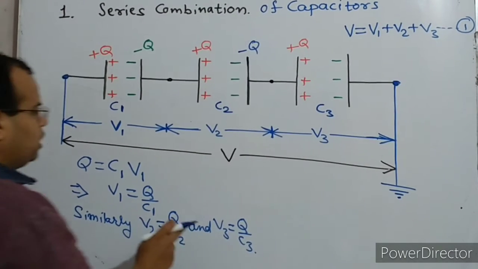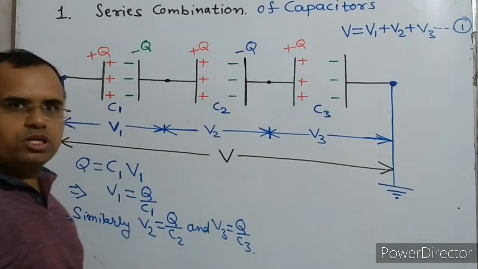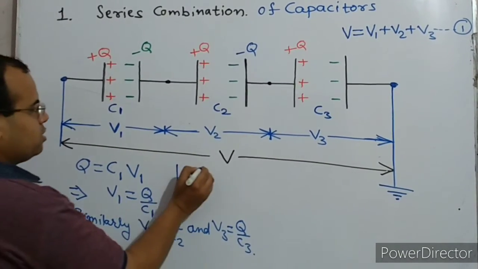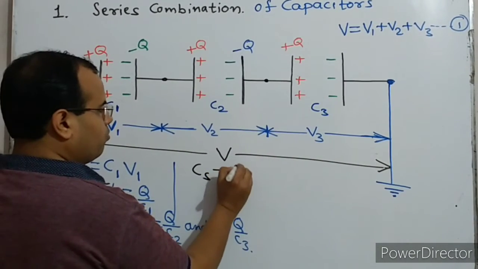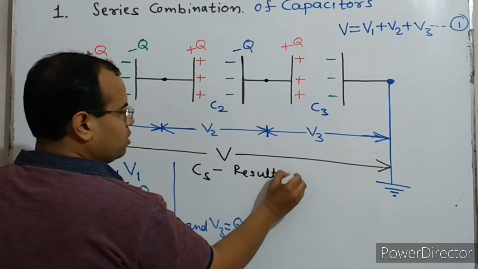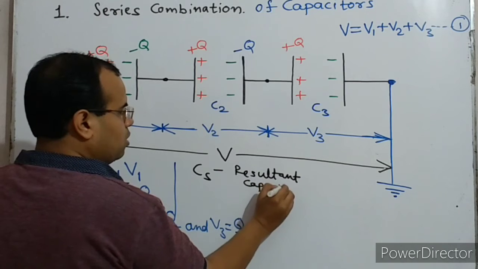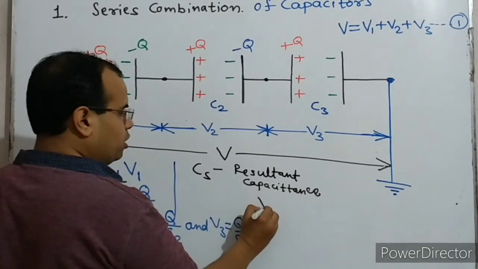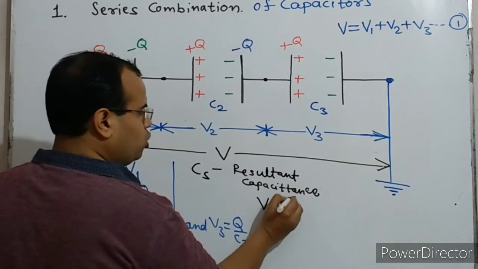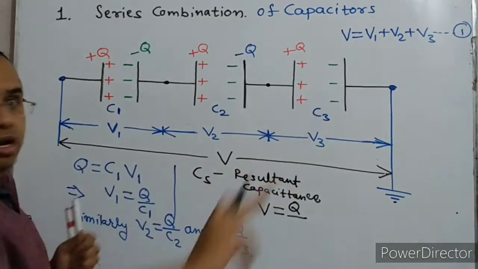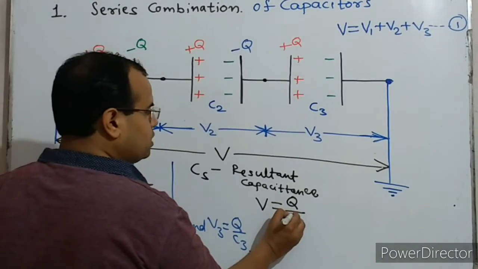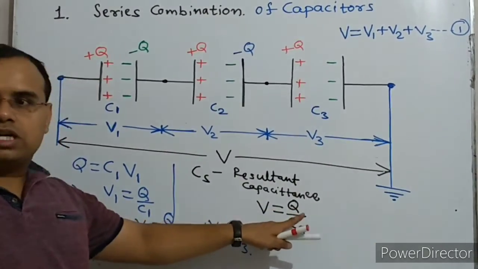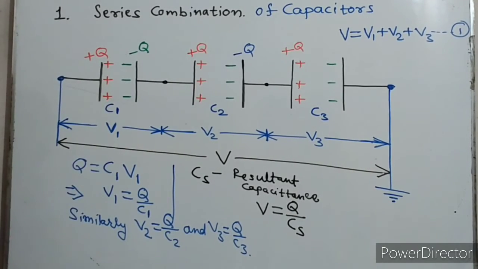Now we can substitute these values, but before this let us do one more thing. Let us consider that the resultant of the series combination of capacitors is CS. If CS is the resultant capacitance of the series combination of capacitors, then we can write the total potential V equals Q, the total charge, because the same charge has flown, so V equals Q upon CS, where V is the total potential, Q is the total charge, and CS is the resultant of the series combination of capacitors.